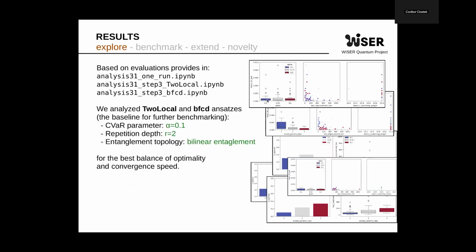From the provided GitHub evaluations, we chose the best settings for the TwoLocal and BFCD ansatzes. These gave us the best balance of convergence speed and optimality, and we used them as our baseline for further benchmarking.